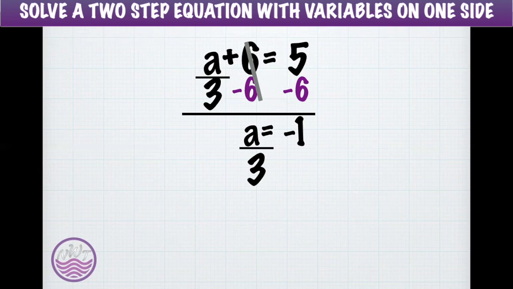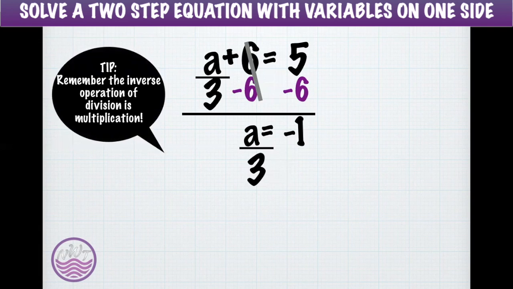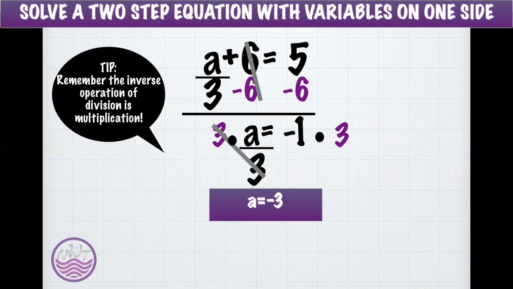So if I have a divided by 3, I'm going to go ahead and do the opposite. So the opposite of division is going to be multiplication. So looking at our tip, remember the inverse operations. Again, if you have not watched those videos, make sure you go back. So the opposite of division is going to be multiplication. I'm going to multiply both sides of the equation by +3. When I do that, the 3's on the left-hand side are going to, again, cancel out because the whole purpose of multiplying by 3 is to get rid of it, to have the a by itself because that's what I'm solving for. So now I have a equals -1 times 3, again, is -3.